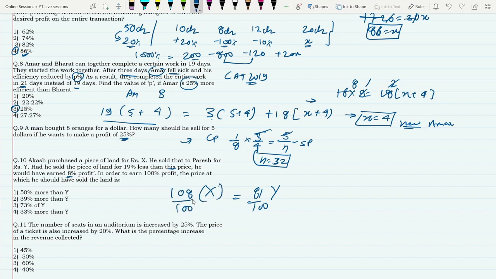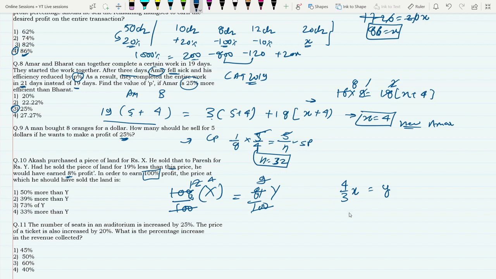Cost price into profit percentage is equal to total price into discount percentage. That's all. Cancel 9 into 9, 9 into 12. So basically what I have for you is 3 and 3 cancelled. So I basically have for you 4 by 3x is equal to Y. That is not the question. The question is at what price should he sell in order to make 100% profit?